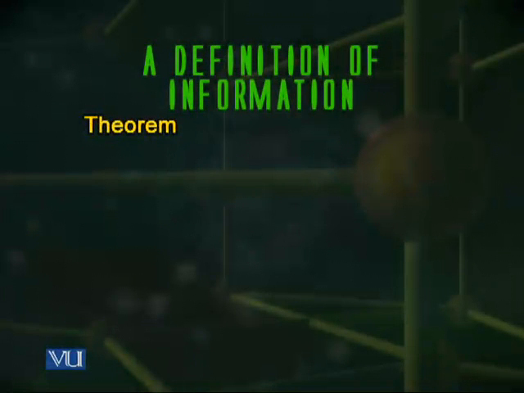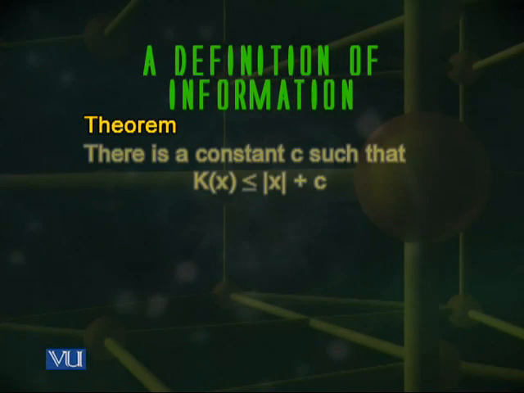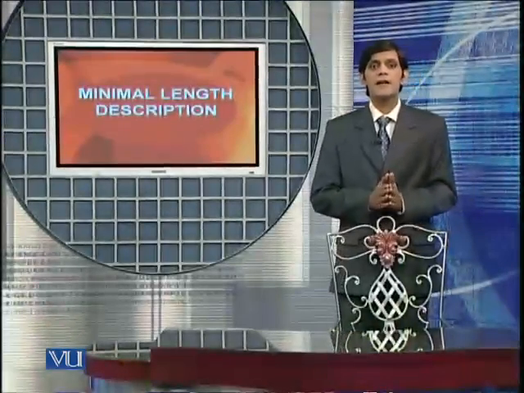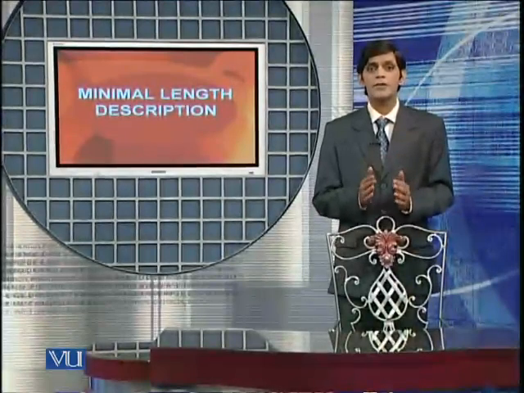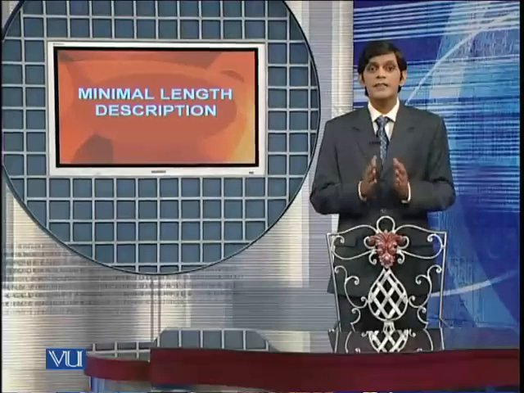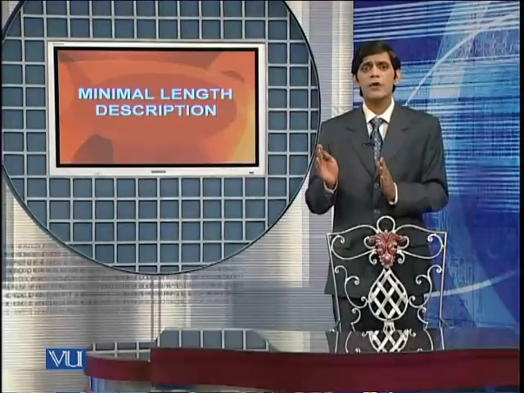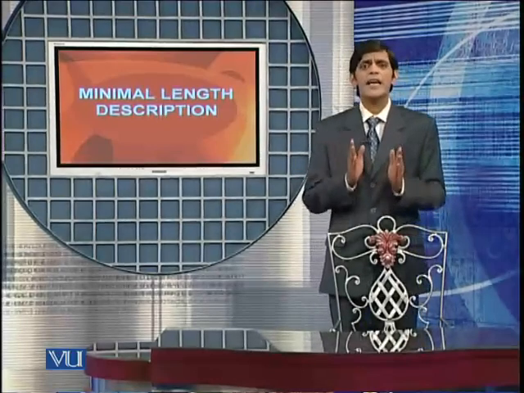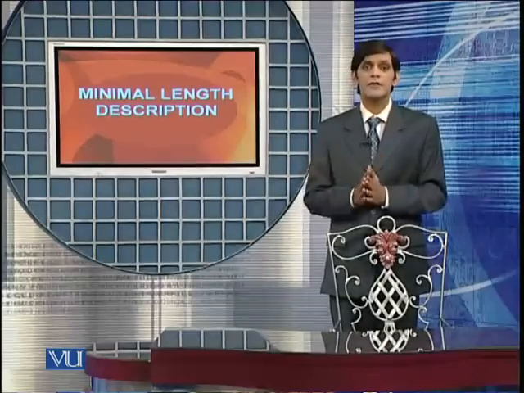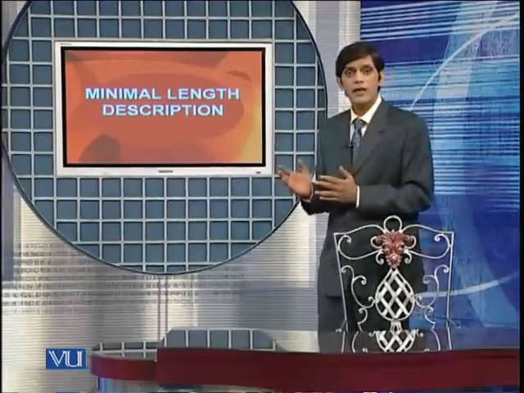Let's start by proving the first theorem. There is a constant c, that's what we want to prove. We are looking for a constant such that the descriptive complexity of a string x is less than or equal to the length of x plus c. So what we are saying is that there's always a way to describe a string x such that the length of the description does not exceed more than an additive constant compared to the length of the string itself. This is very important.